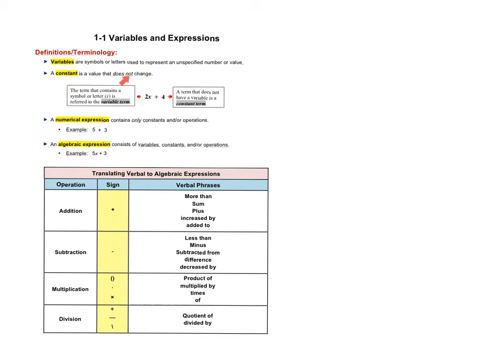A constant is a value that does not change. It's a number by itself, for instance. So the 4 is the constant. So this 2x is a variable expression, and the 4 is the constant. The vocab word is not here, but the 2 is also the coefficient of x. The 2 is the number being multiplied to x right before the x, and so that is a coefficient of x.